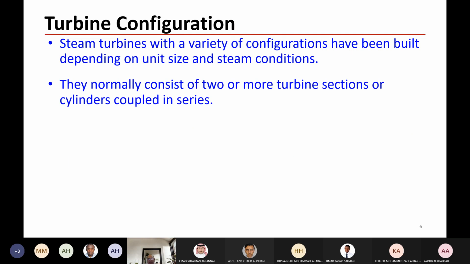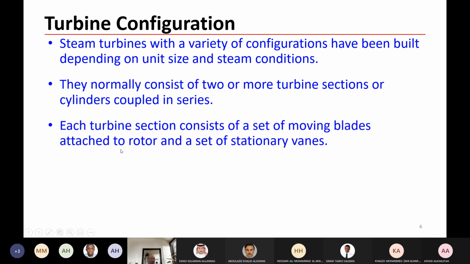We have a typical configuration of the turbine, with different sections: high pressure section, intermediate pressure section, and low pressure section. The low pressure section can be divided into two sections and so on. So steam turbines with a variety of configurations have been built depending on the unit size and the steam conditions. They normally consist of two or more turbine sections, the machines coupled in series.